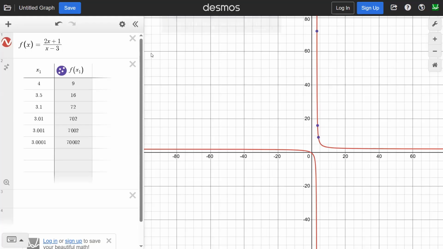Here we have the graph of the function as well as a table of values for x approaching 3 from the right. I zoomed out on the graph so that you could see the unbounded behavior more clearly, and you can see that as x approaches 3 from the right, the y values begin to increase without bound.